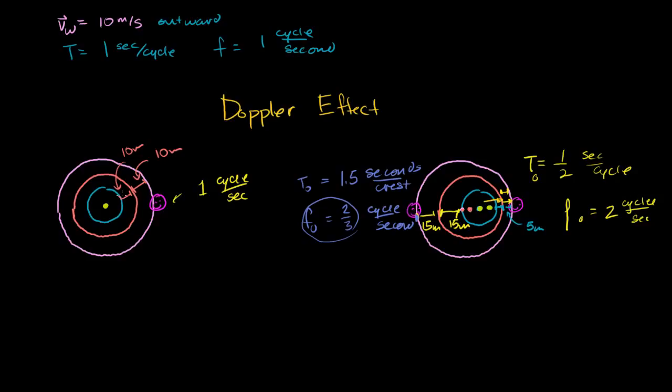And hopefully, drawing it out this way gives you a visual understanding of why that is, why these points on the cycle or these crests are closer together when it's moving in your direction, and farther apart when it's moving away from you. In the next video, we'll do this with more abstract numbers, so we can actually figure out generalized formulas for relating the observed frequency with the emitted frequency.